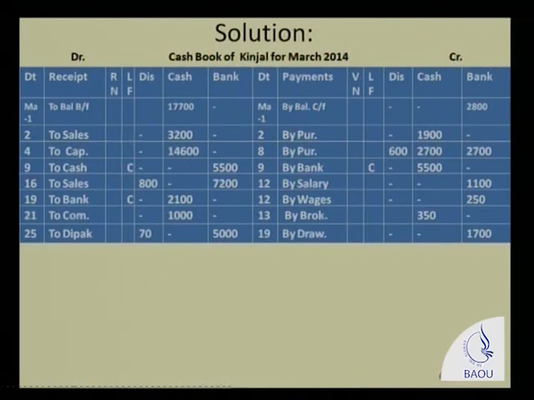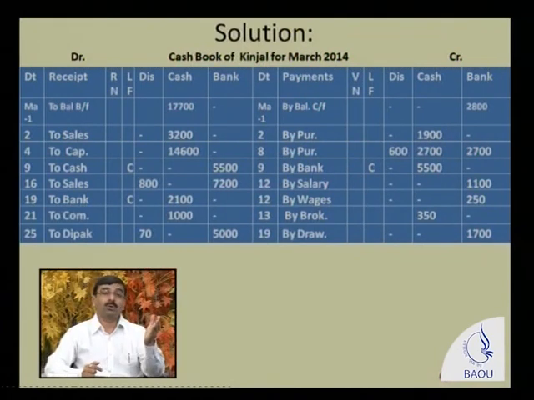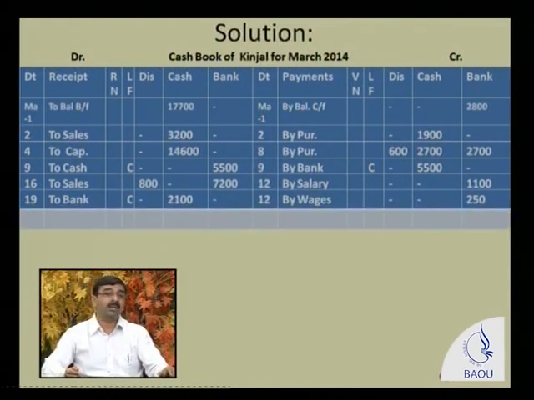Commission is actually income but received in cash. So cash comes in to commission account. Here it is written on the receipt column to commission, and the cash amount received, 1,000 rupees, is written in the cash column.